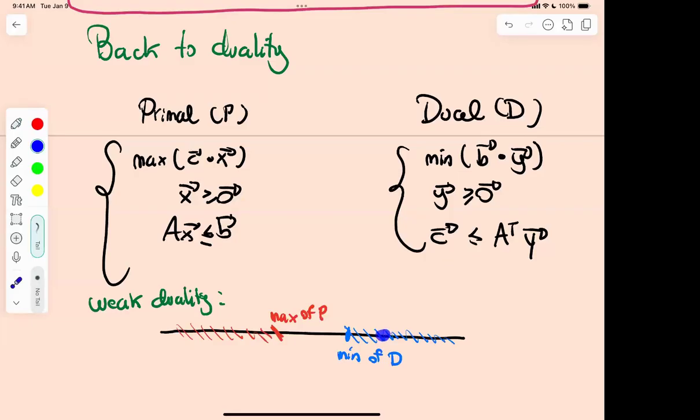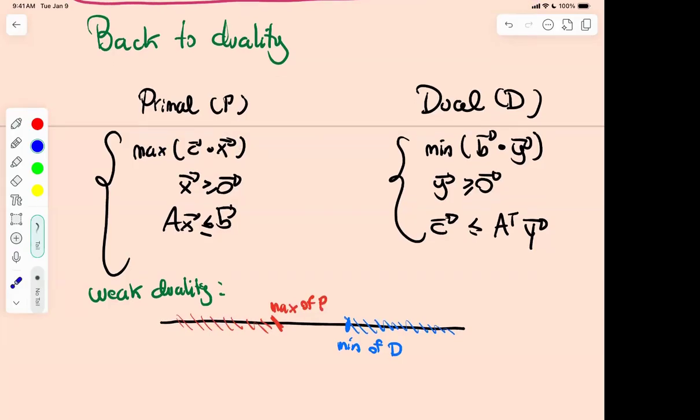Any value that you get for this function with a vector y is higher than any value that you get for the original function with a vector x. But the strong duality, which is what I'm going to tell you about today, is that there's no gap in this picture. So the max and the min coincide. What the strong duality theorem says is that if each of these systems has a feasible solution, then there's a max and a min, and the values of the two are the same.